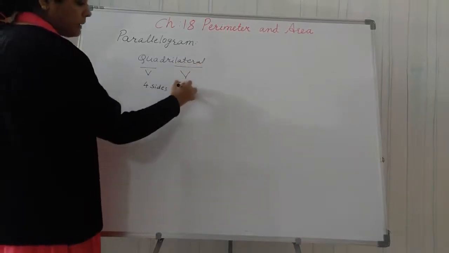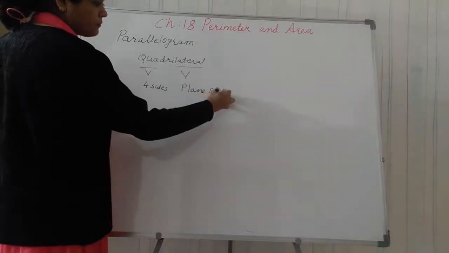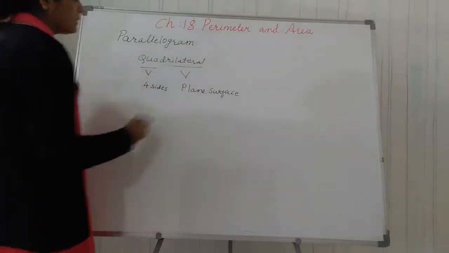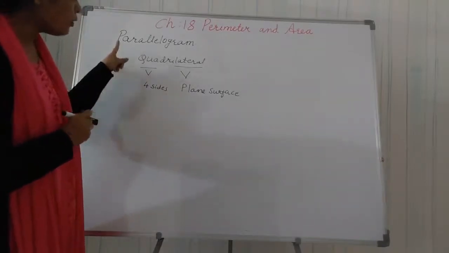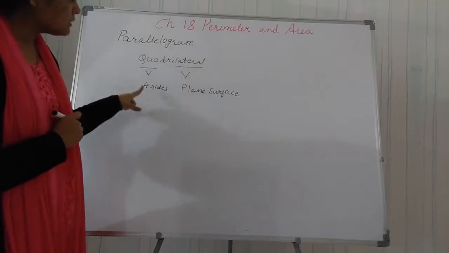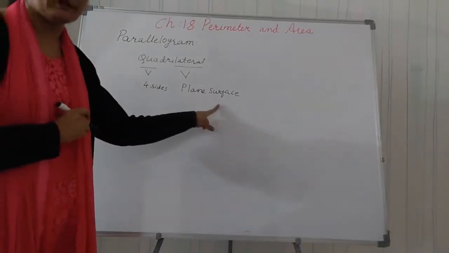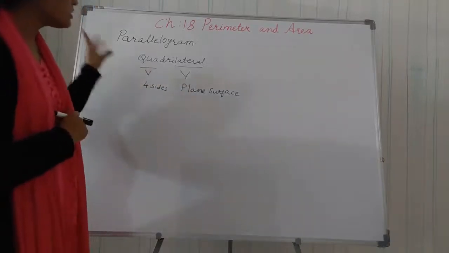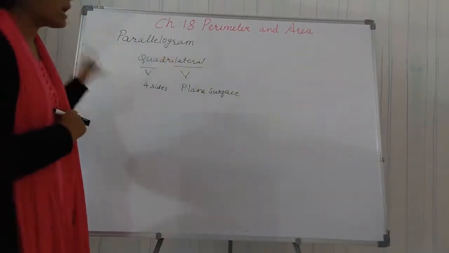And lateral means on the plane surface. So a quadrilateral is a four-sided figure which can be drawn on the plane surface. Today we are going to study the parallelogram's area. For that, I will explain by the figure.